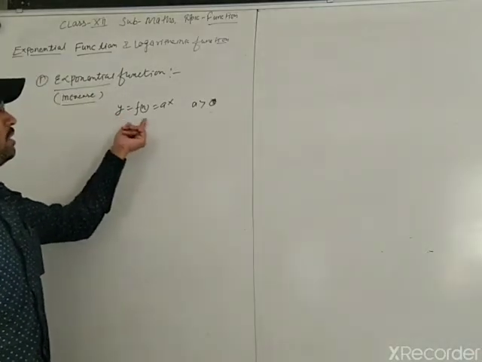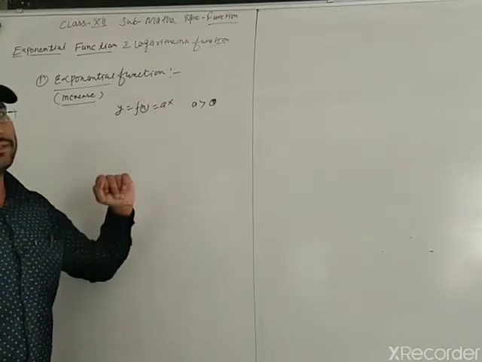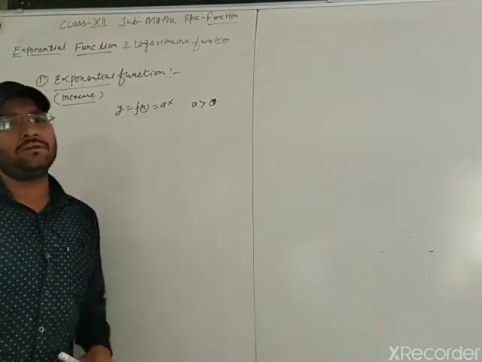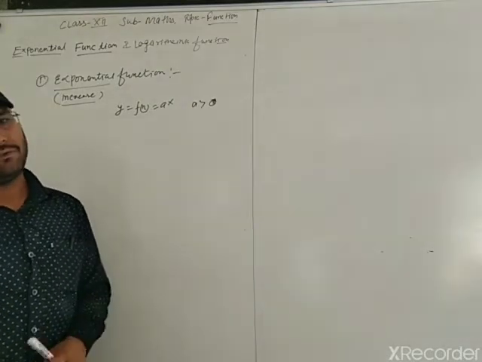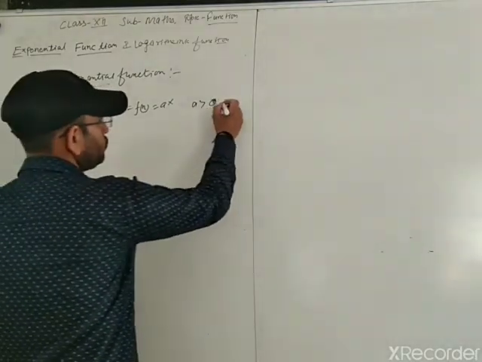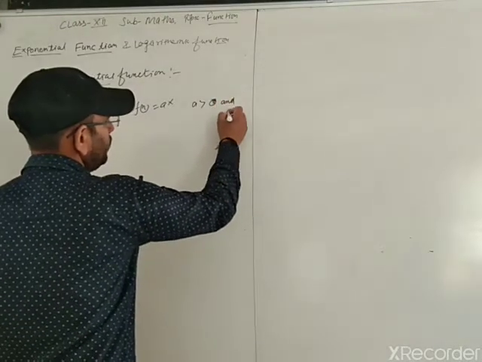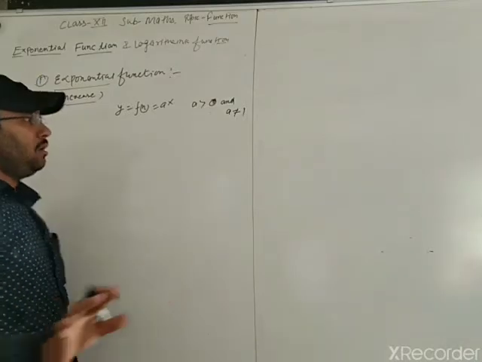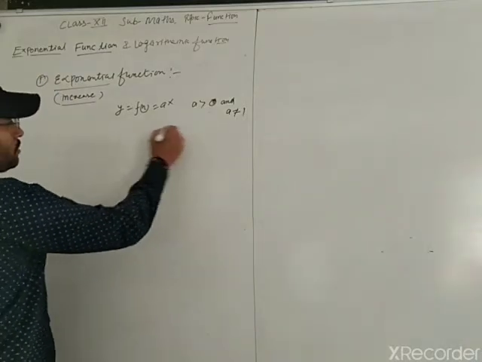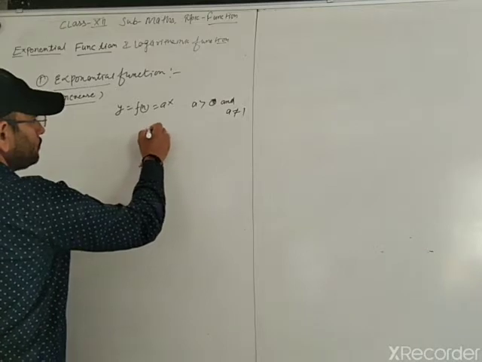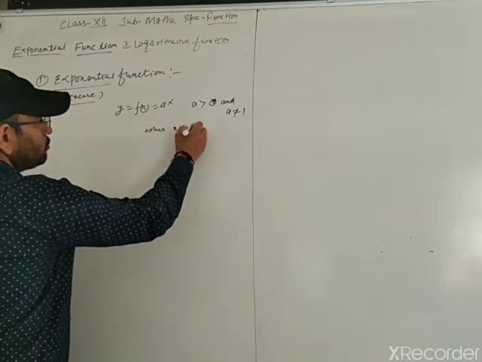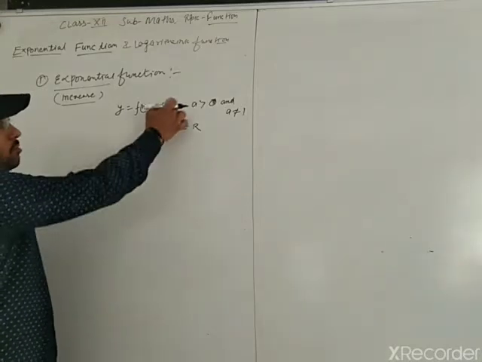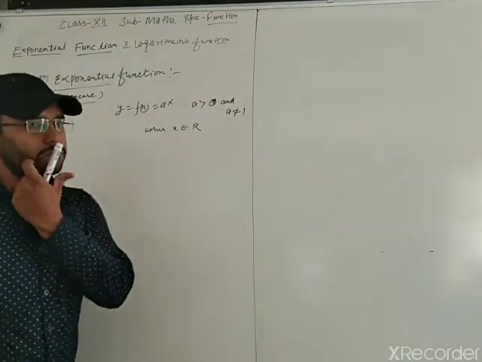So y is equal to f(x) is equal to a to the power x, where a is any constant but greater than 0, clear. And also one more condition is satisfied, that a is not equal to 1, clear, where also x belongs to any real number. x belongs to any real number, clear.